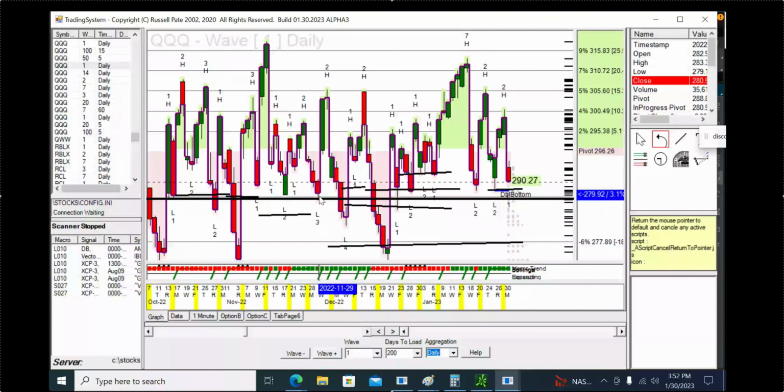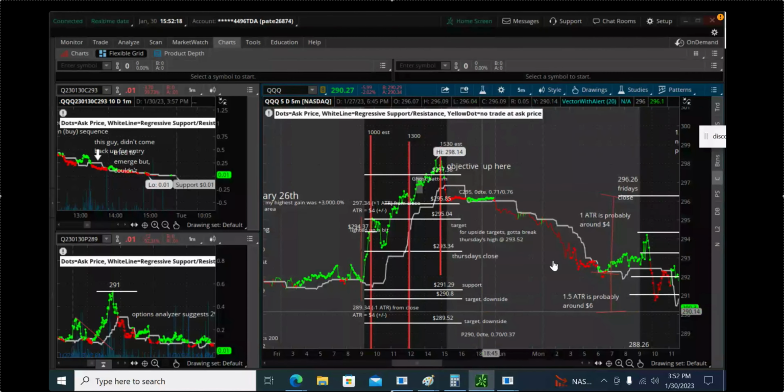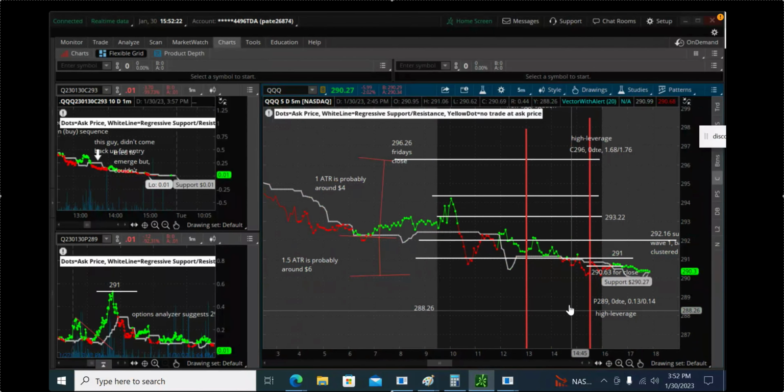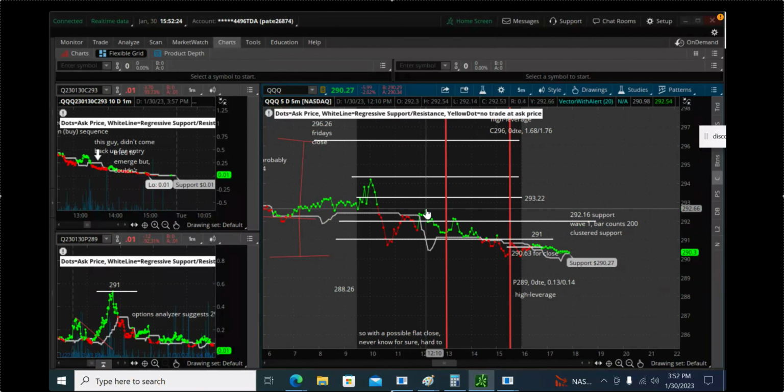What happened at 12:30? Can you show it real quick on your Thinkorswim today? Yeah, the one today, 12:30. So right here, I put in these bars, this red line and this red line.